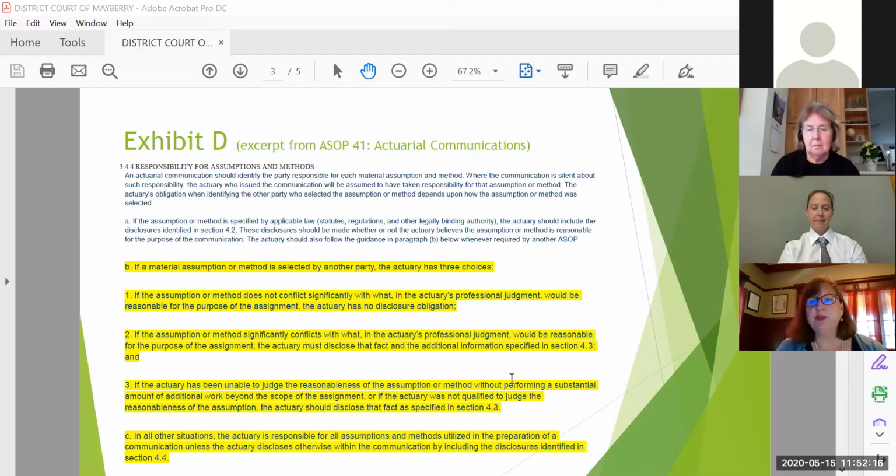reasonableness of the assumption or method without performing a substantial amount of additional work, beyond the scope of the assignment, or if the actuary was not qualified to judge the reasonableness of the assumption, the actuary should disclose that as a fact as specified in section 4.3. And please read paragraph C. In all other situations, the actuary is responsible for assumptions and methods utilized in the preparation of a communication unless the actuary discloses otherwise within the communication by including disclosures identified in section 4.4.